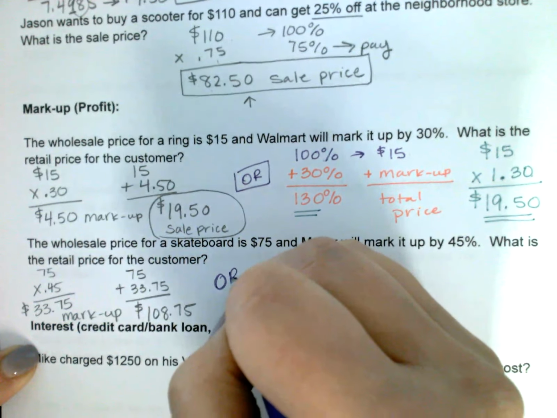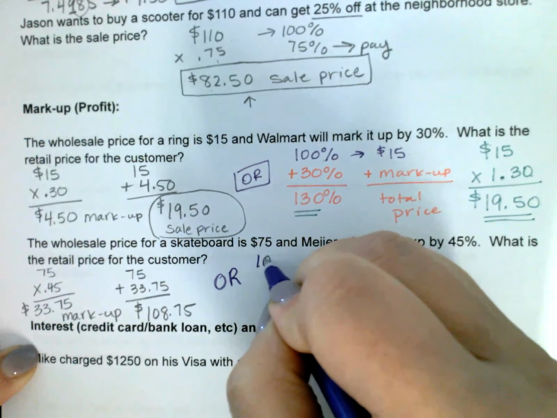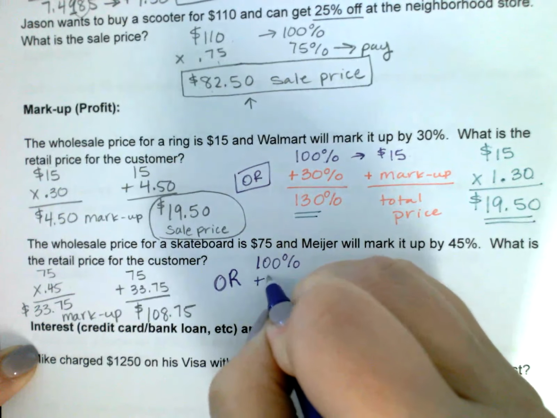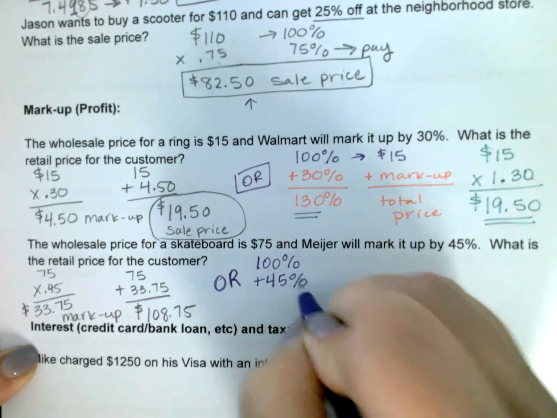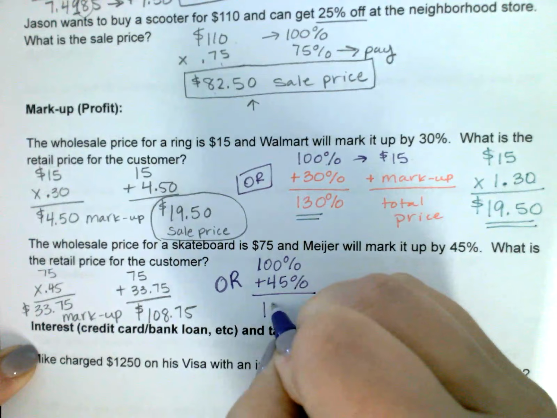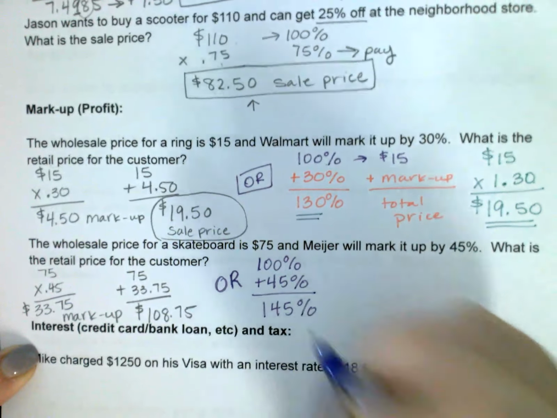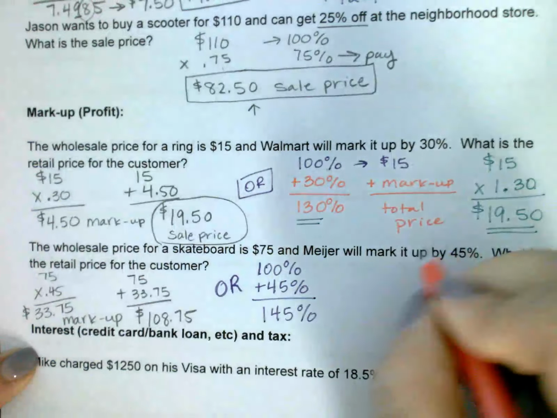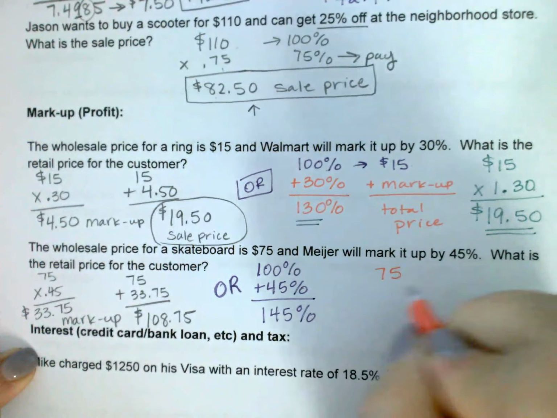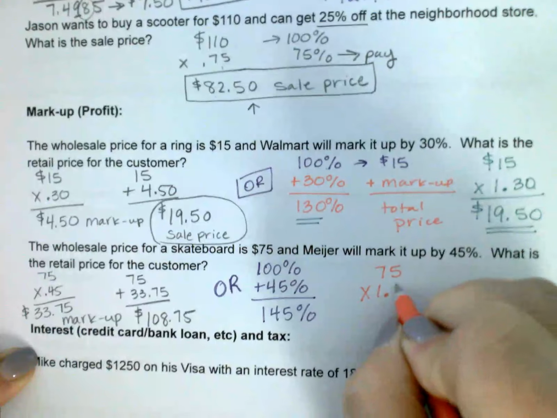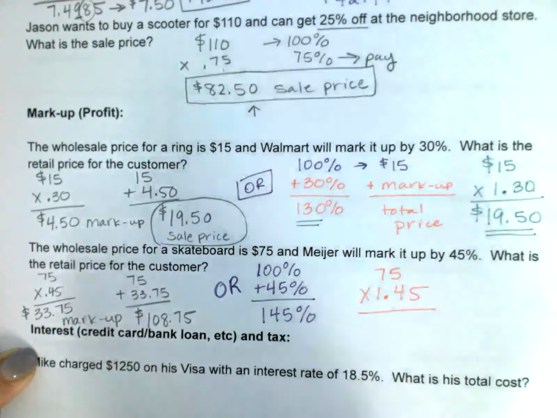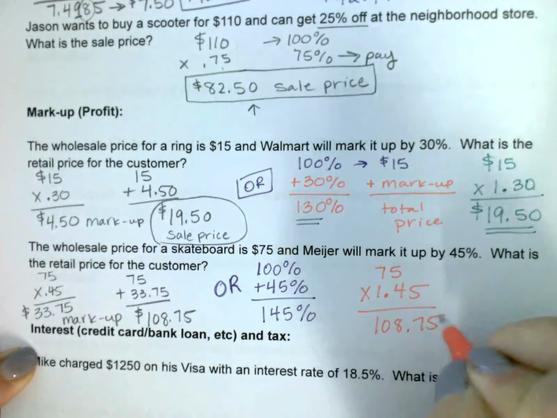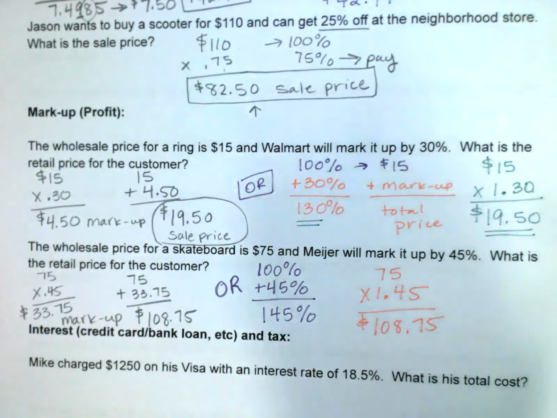Now, how could I do this all in one step? Let's think about it again. We have to pay 100% for the skateboard plus the 45% markup, meaning as a customer, we are paying 145%. If I take the $75 skateboard times the 145%, oh, it gives me right away the price for the customer.